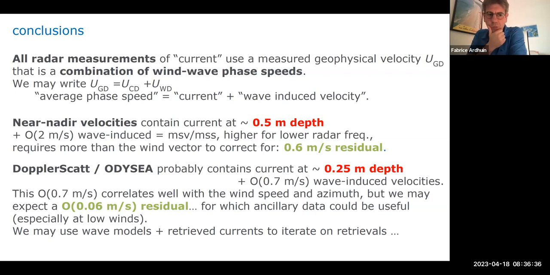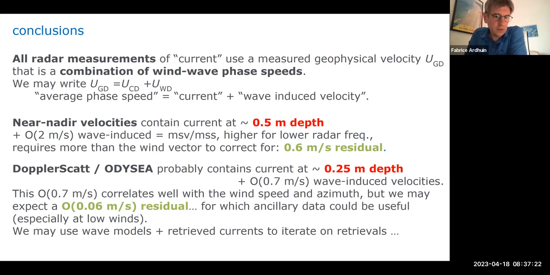So the way we can think about how radar measures currents is actually through a combination of wind wave phase speeds. Of course, it's practical for application to try to break it up into current plus something else, but really the reason why they're combined is that they are combined through the phase speed of the waves that are our targets. At near-nadir, we believe we have a pretty good handle of what's going on, and that allows us to say something about the depth at which we're measuring. The average depth will be 0.5 meters, so averaging over twice that if you want to make it a 1 meter layer.